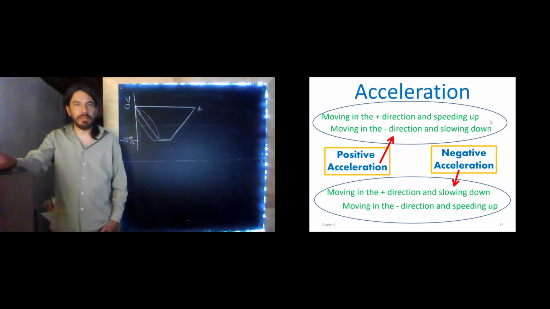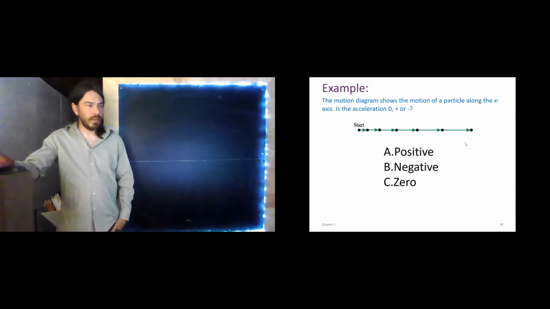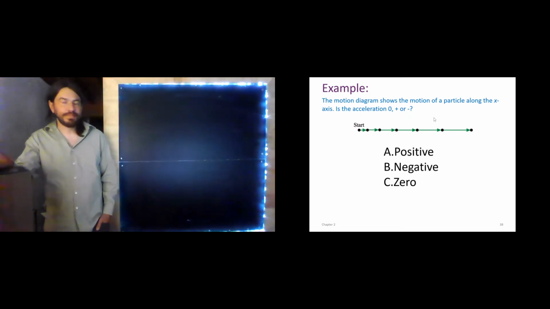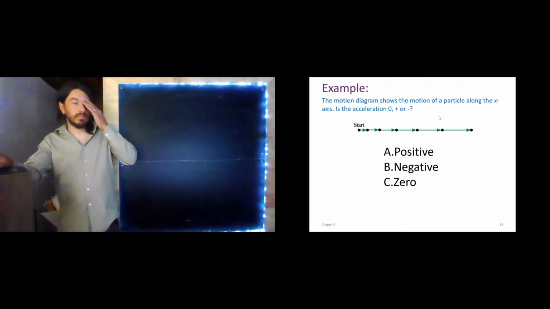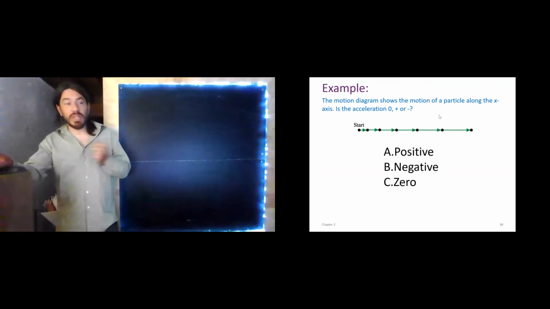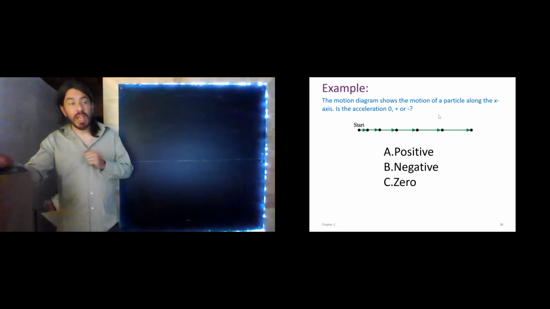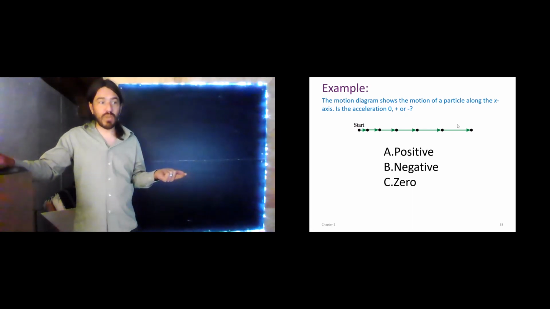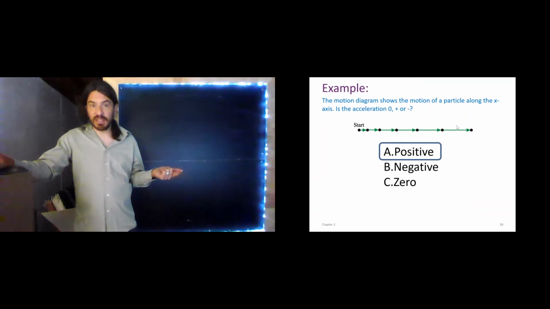Let's practice this just a little bit. Here we see a motion diagram. It shows the motion of a particle along the x-axis. Is the acceleration positive, negative, or zero? Well, is it speeding up or slowing down? Definitely speeding up. Is it moving in the positive direction or the negative direction? It's moving in the positive direction. So this is an object that's moving in the positive direction, and it's speeding up. Therefore, this is a positive acceleration. How about this one?